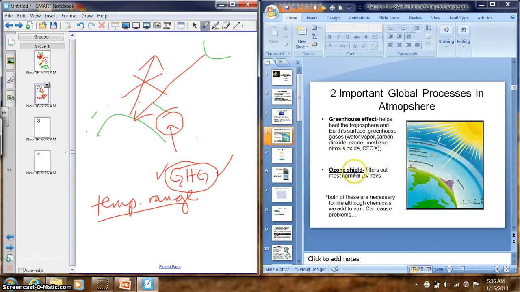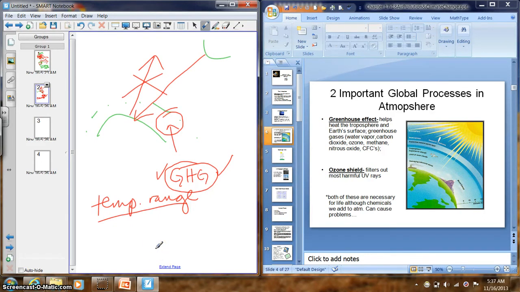The other thing is the ozone shield, and this filters out the most harmful ultraviolet radiation. We've already talked about that. Another cool thing about the stratosphere is that that's pretty much the area where we fly planes, and that's because it's so thin. There's not a lot of matter up there except ozone. As a result, planes get better gas mileage, better fuel efficiency when they fly in thinner air.